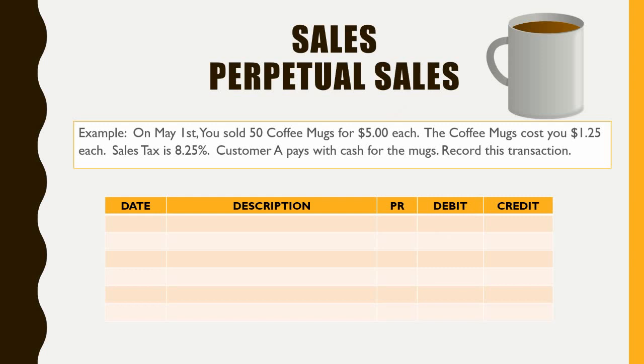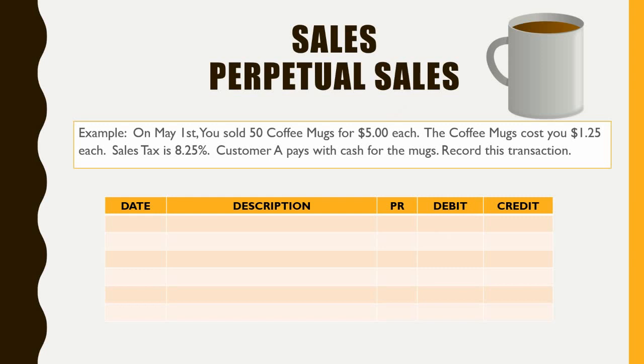Customer A pays with cash for the mugs. Record this transaction. Let's do it step by step. Step 1 is to recognize the sale at hand. Here's a good thing to keep in mind: the sale needs to happen in order for you to get rid of your inventory. Think of it that way.